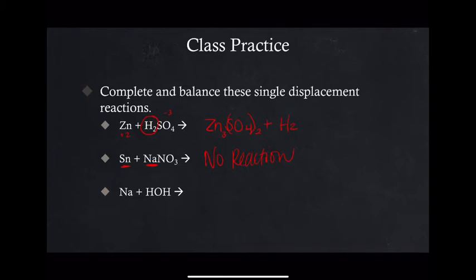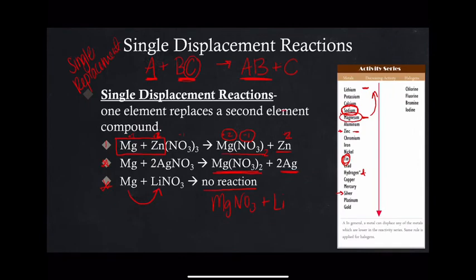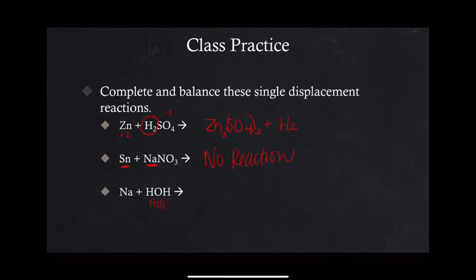The last one, we've got sodium plus HOH, which you may recognize as H2O. Sometimes I just think it's easier to see it written out as HOH. So can sodium replace hydrogen? That's what it would replace. Again, here's sodium. Hydrogen is down here. So it can replace hydrogen. So it's going to be sodium hydroxide plus H2. Hydrogen is a diatomic element, so it has to be H2. Okay? And that one appears to already be balanced.